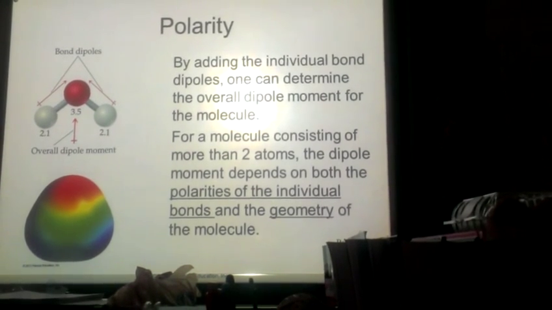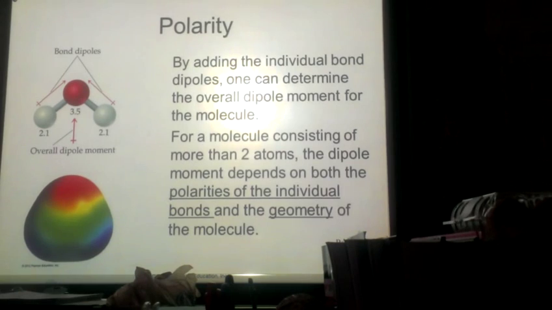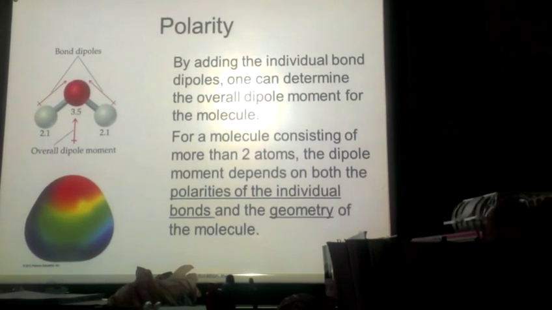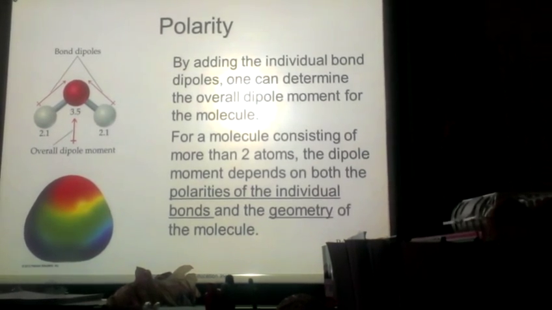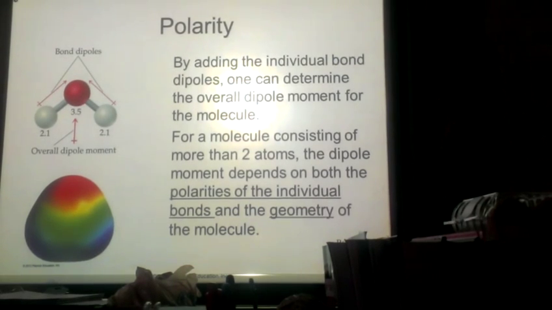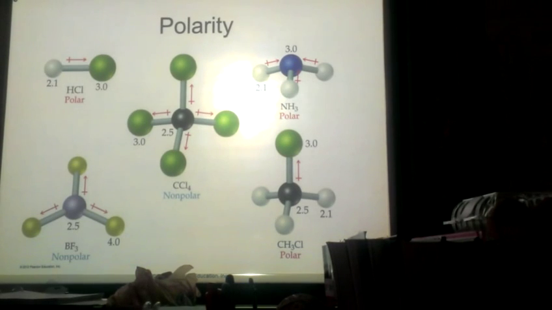For a molecule consisting of more than two atoms, the dipole moment is going to depend on the polarities of the individual bonds and the geometry of the molecule. So I have to look at whether this is a polar bond, whether there is a dipole, and then think about all of those bonds together: what would their vectors look like, and would they cancel out? I also need to think about the presence of non-bonding pairs, because sometimes the presence of non-bonding pairs makes the molecule immediately a polar molecule.